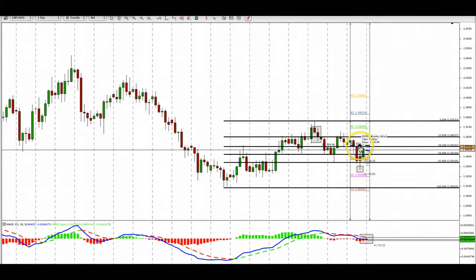I'd like to see it break this weekly pivot point, and most likely it will not happen until Tuesday, and I don't think we'll have enough volume to push price up that high.